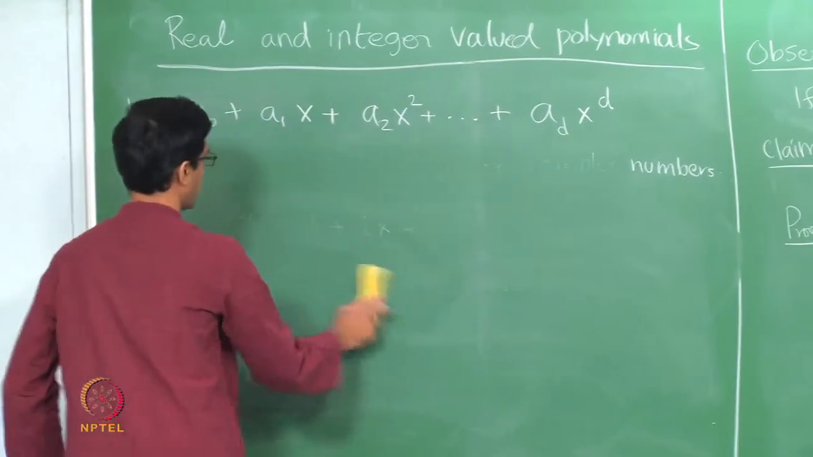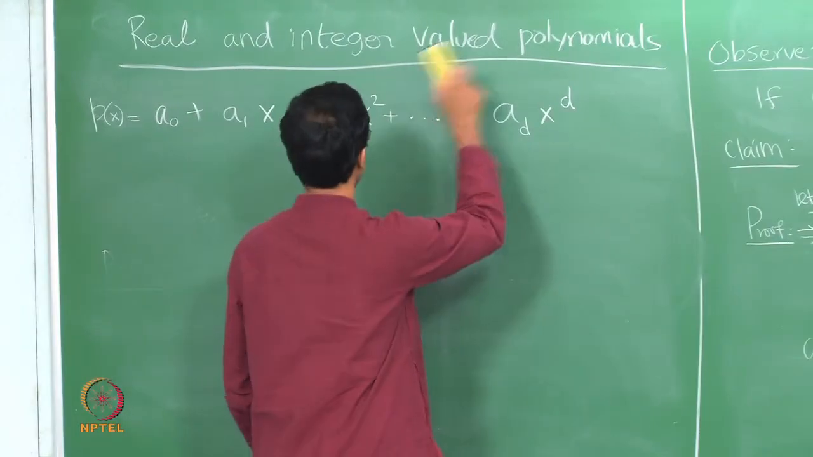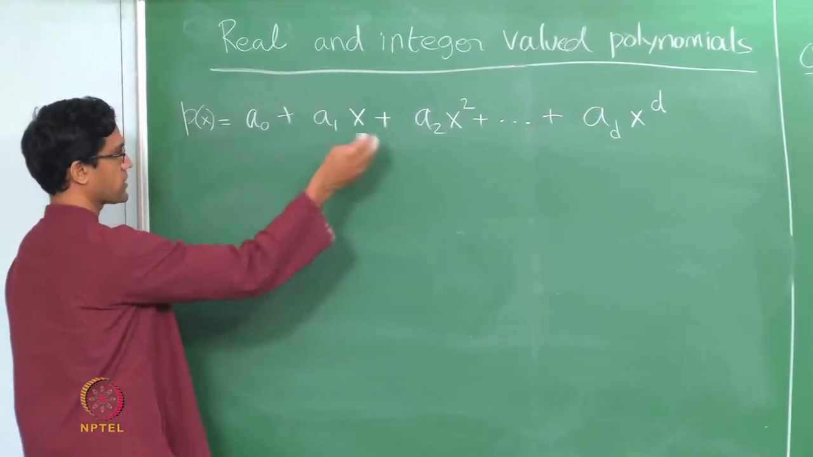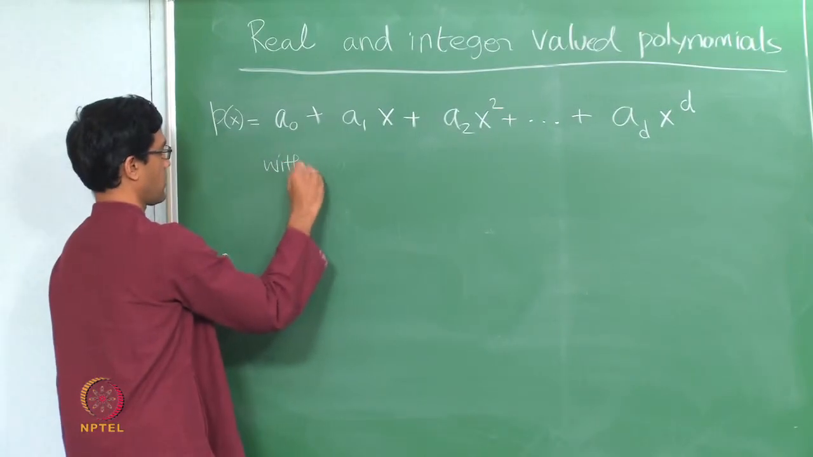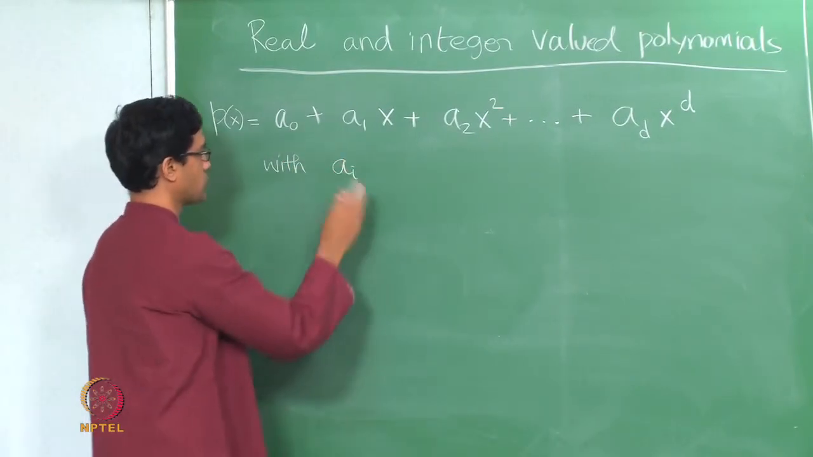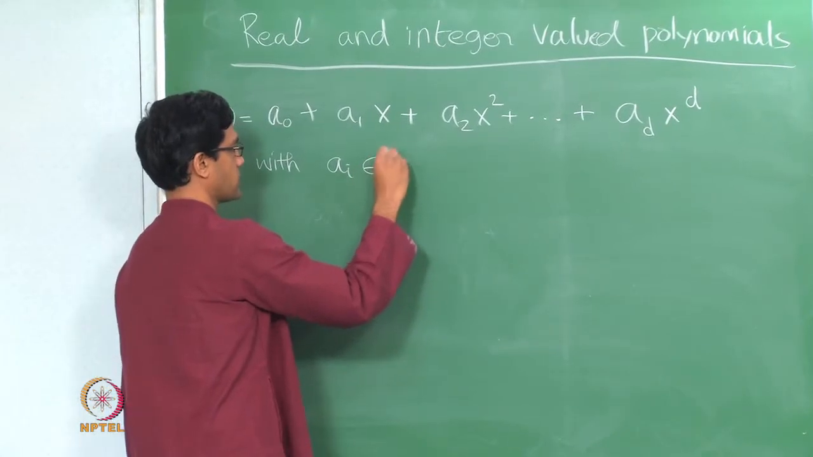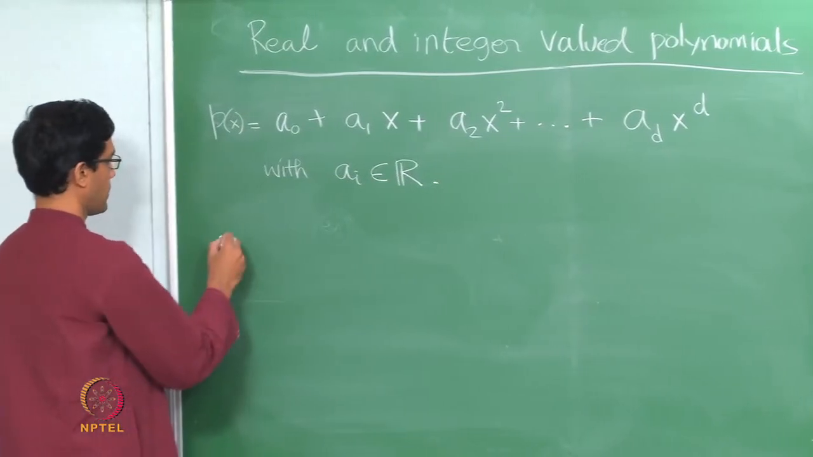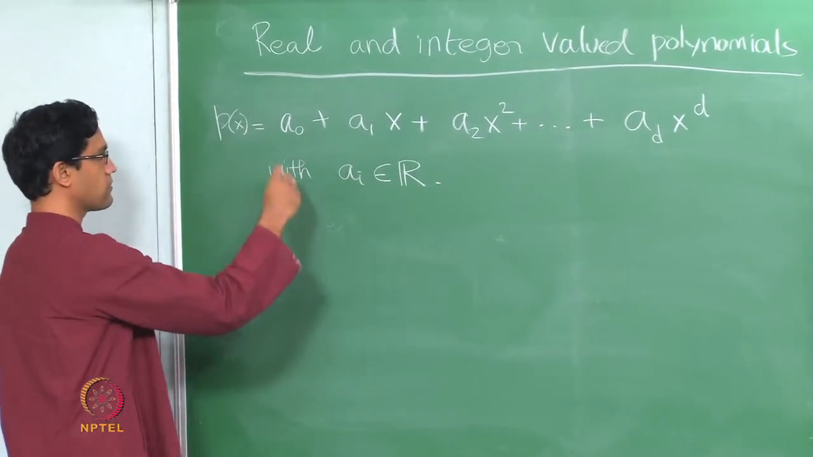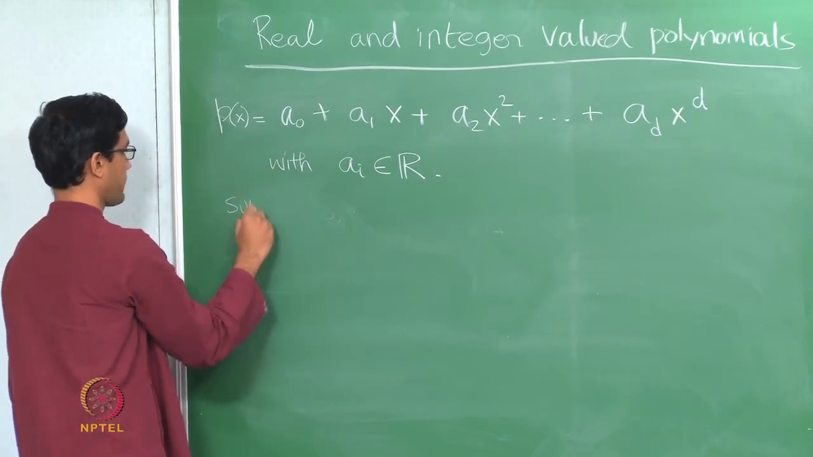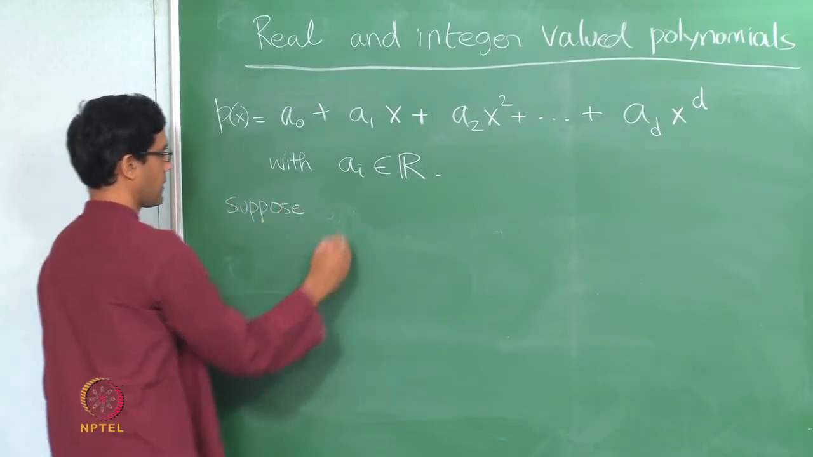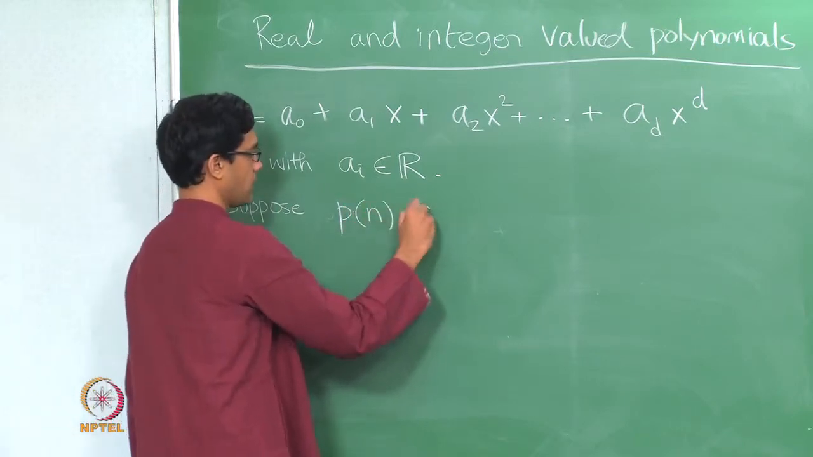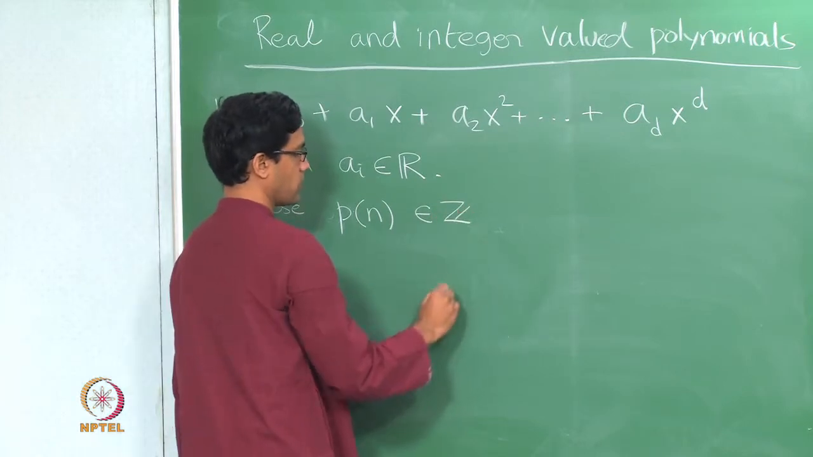Now here is an interesting variant of this problem, which is the second part of the title. What if you wanted integer values? Okay, so let p of x be like this, with the ai's, let us for now consider real valued polynomials, coefficients being reals, with ai's in R. Now I want these to have integer values on integers. Suppose I tell you the following, that p of n is an integer, where Z denotes the set of integers.